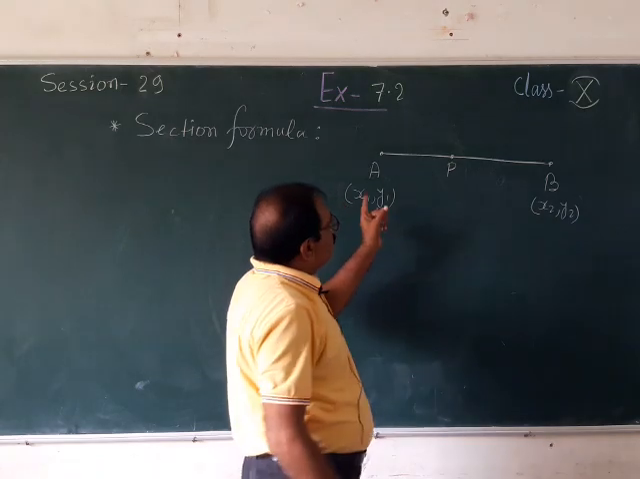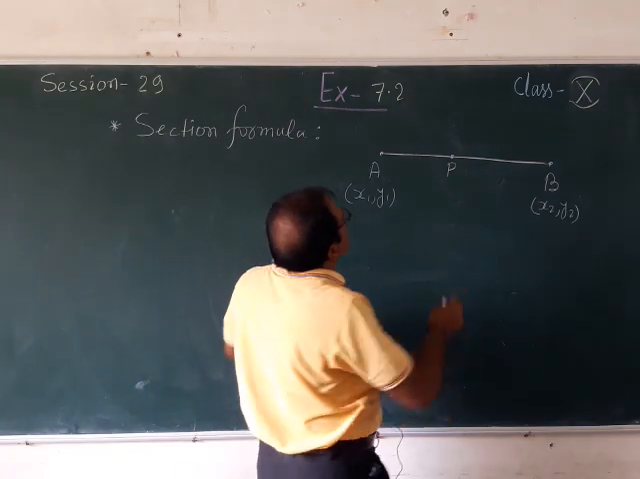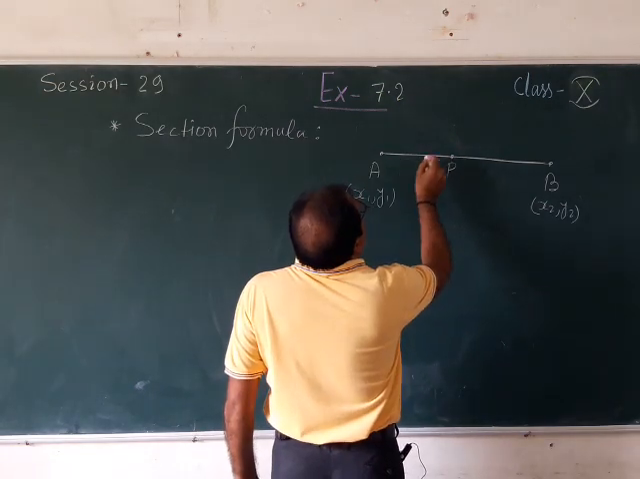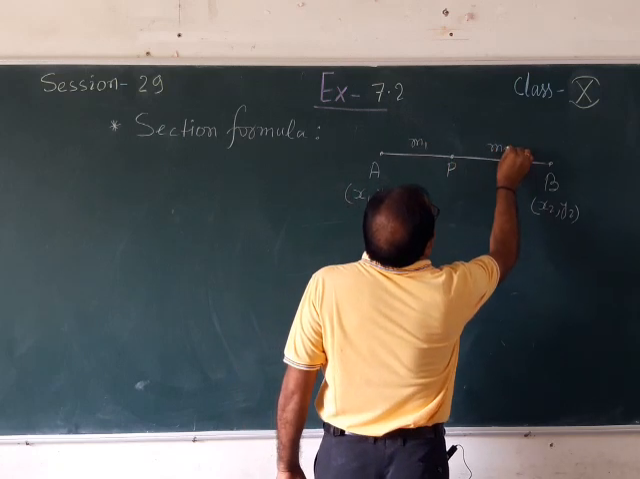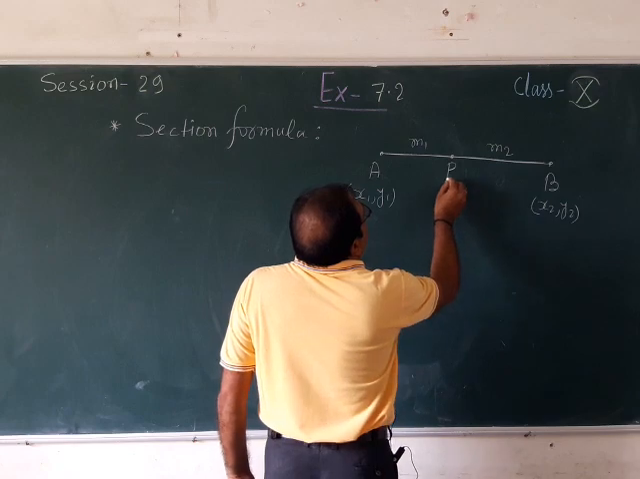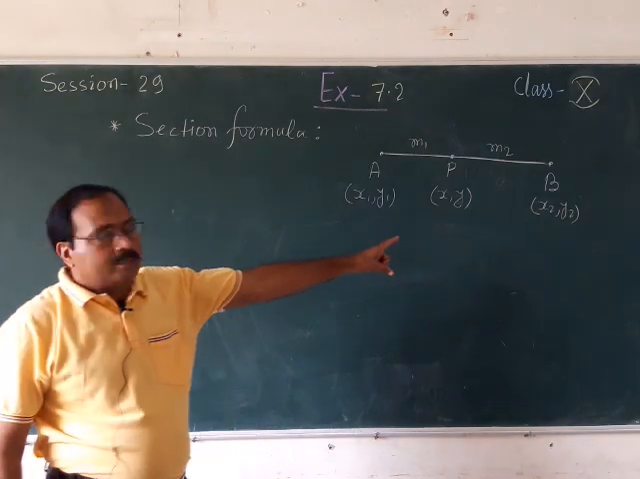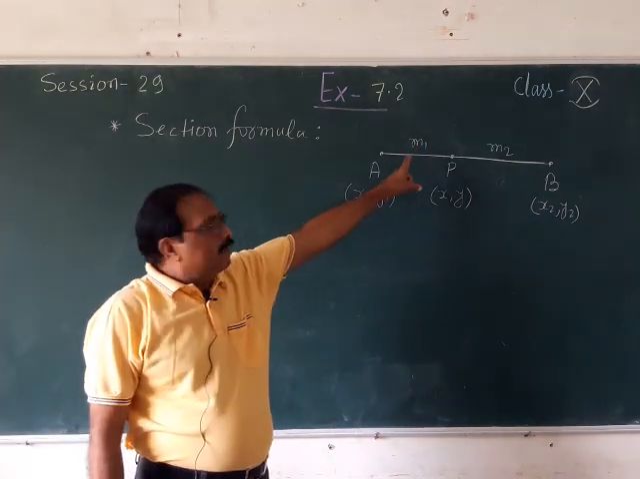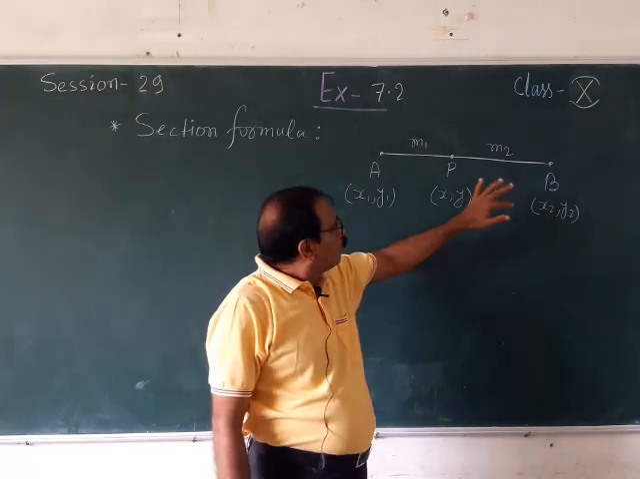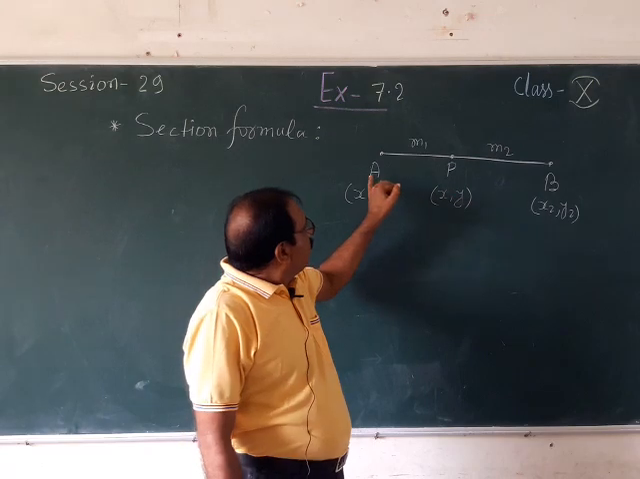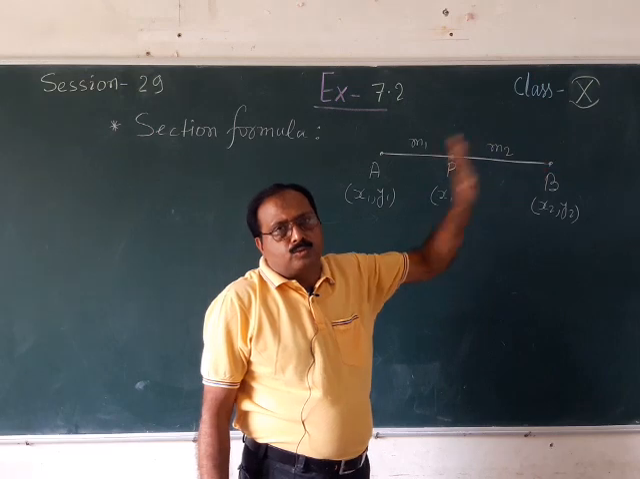Then P divides this line segment AB internally, and suppose the distance AP is M1 and the distance PB is M2, and the coordinate of P I am taking as x, y. The distance AP is given by M1 and the distance between P and B is given by M2. So we can say that the point P divides AB internally in the ratio M1:M2.